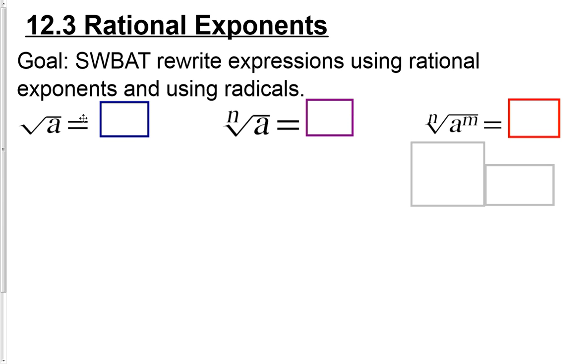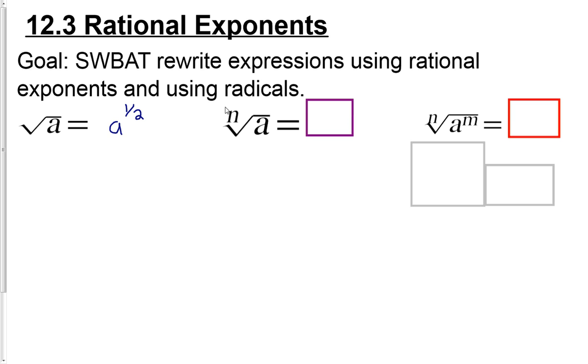Today's lesson is rational exponents. What we will be doing is rewriting expressions using those exponents and using radicals. So the square root of a, I referenced this in yesterday's lesson, is actually an exponential function, because a square root is the exact opposite of a square, right? A square is something to the second power, well, a square root is something to the 1/2 power. So the square root of a equals a to the 1/2 power.